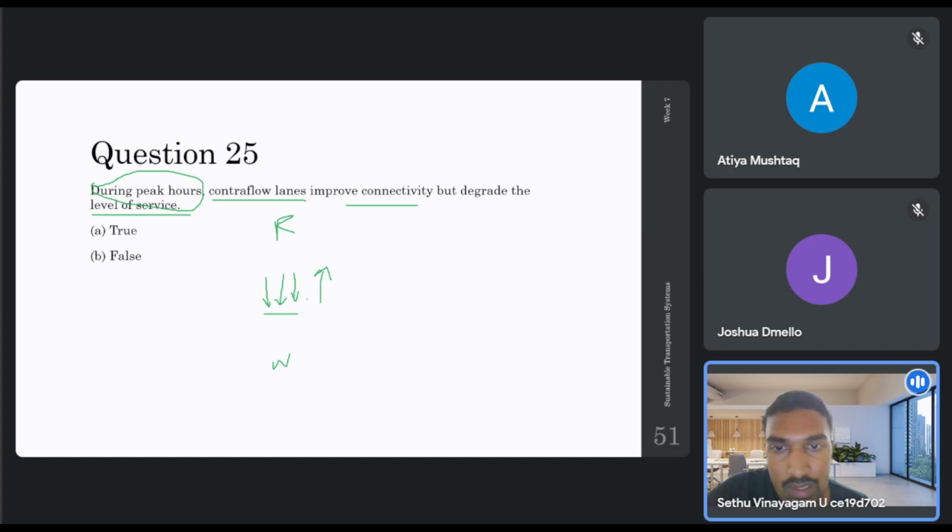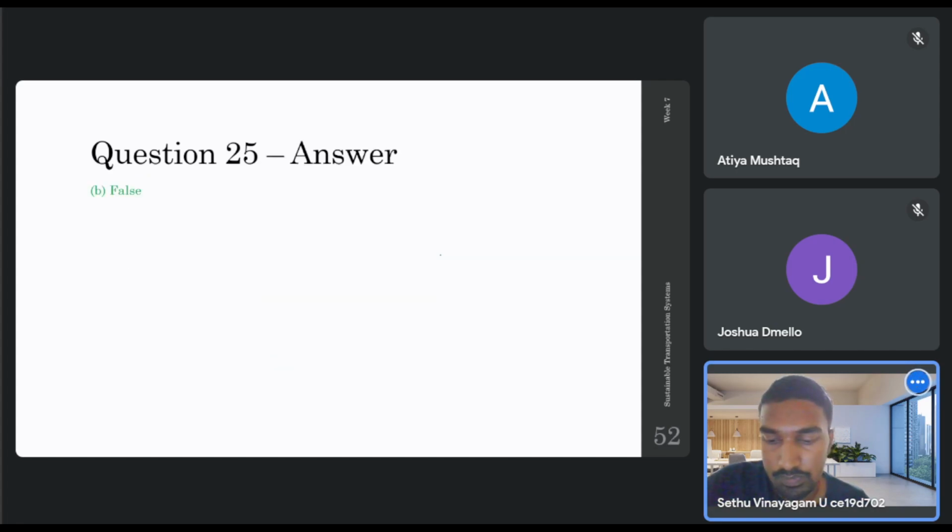So effectively the travel time and the congestion will be reduced significantly in this peak direction of flow. While there will be some reduction in capacity in the other direction, it's not going to affect it as much, because the demand is relatively lower. So the improvement in this direction is going to offset any degradation that we may see on the other side. Overall, this is only going to improve the level of service as well as the connectivity. So both are improved. Therefore, the given statement is incorrect in saying that it will degrade the level of service. So the right option is false.